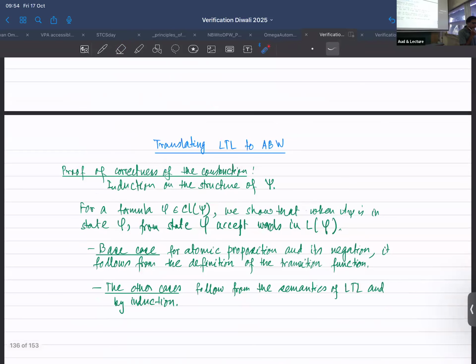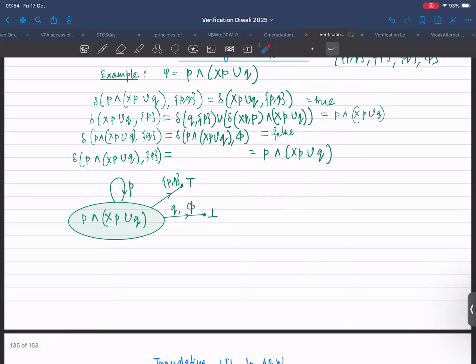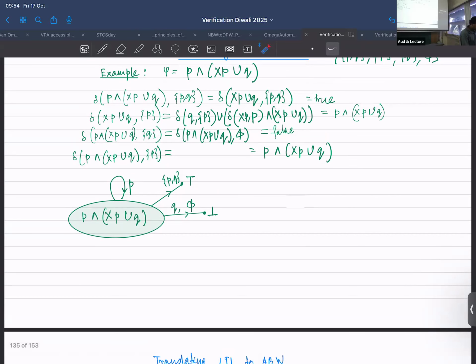I have one question. The second transition, did we need to compute it? Because once we start from P and XP until Q, we can just reach these three states: true, false, and P and XP until Q, right? So do we even need to compute this delta of XP until Q, comma P? Sorry, I could not understand. Why were you saying that I don't need to compute it? Because we are never reaching it.